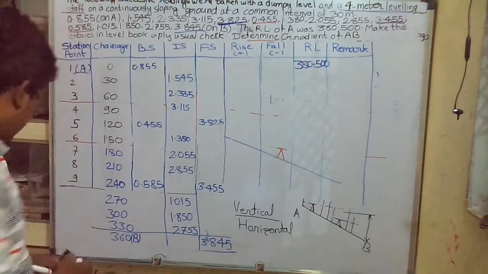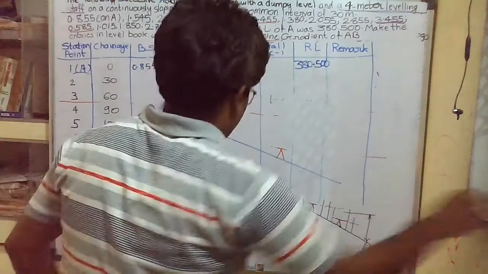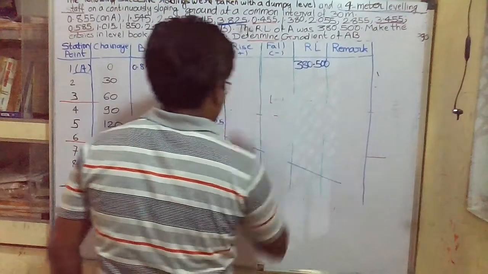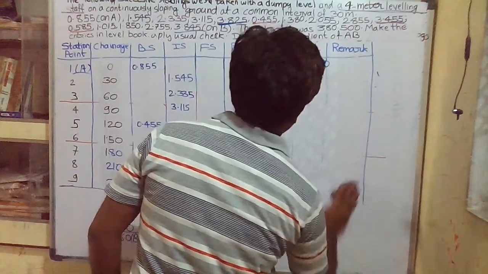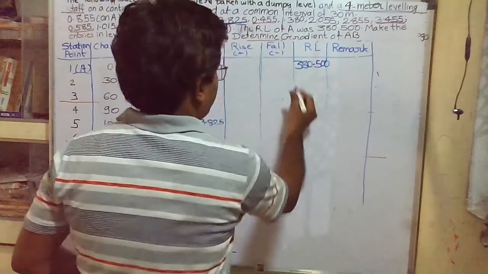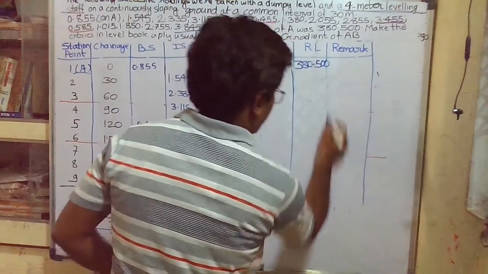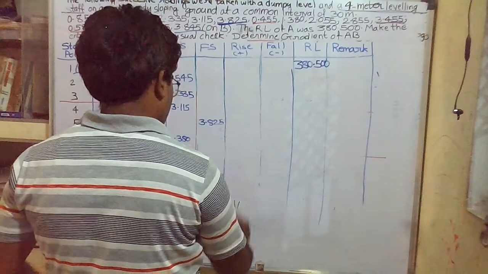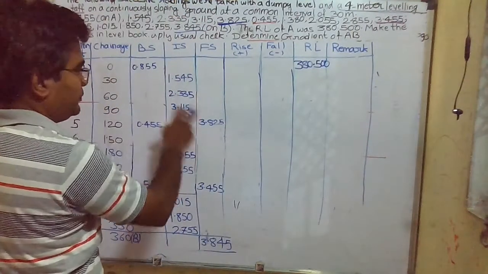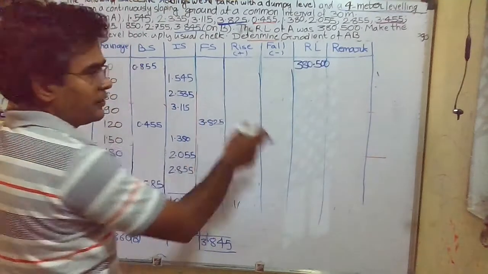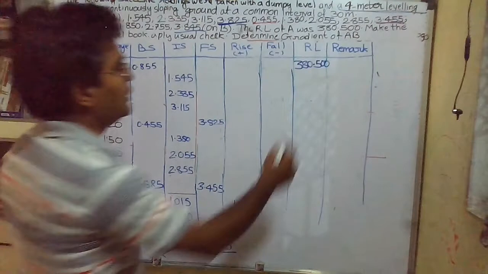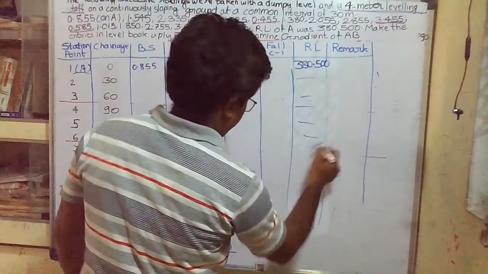Now, what is the next step? The next step is that we have to calculate the RL of different points. How can we determine that? We have the RL of the first point. So here we can determine rise and fall. If there is a rise, as we found in the previous program, we can find out the RL like that.